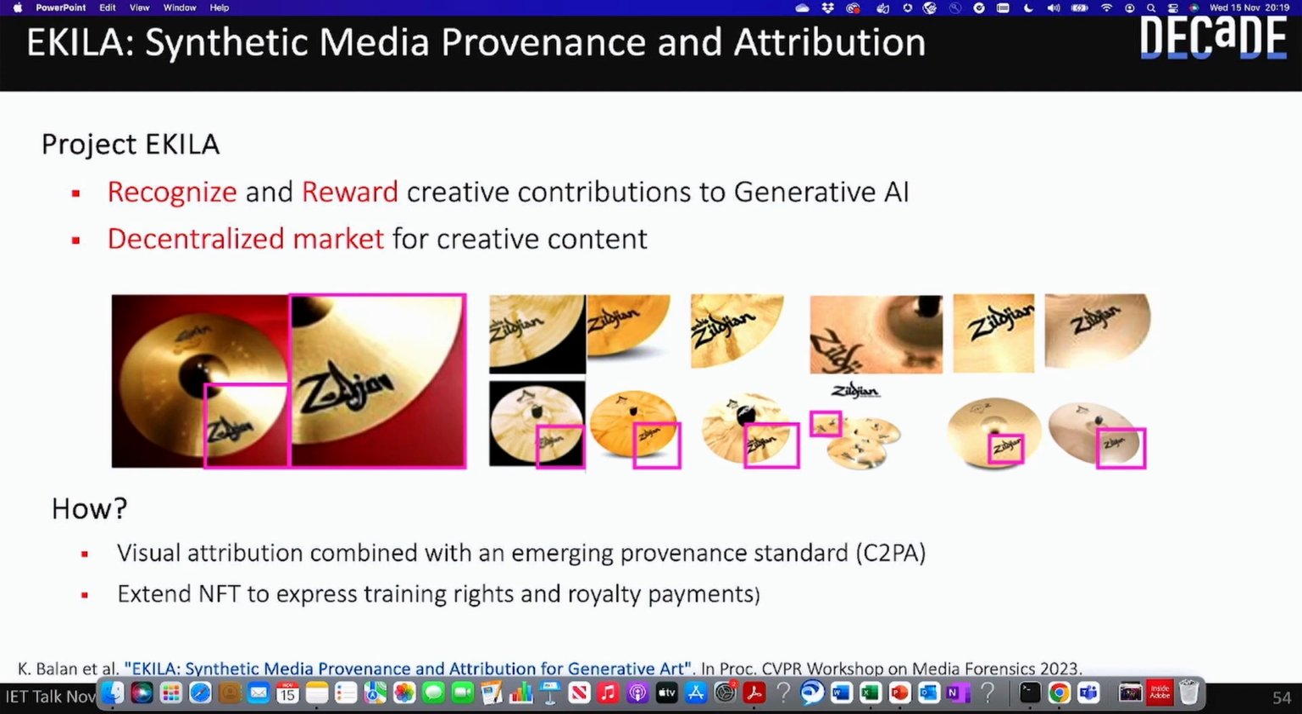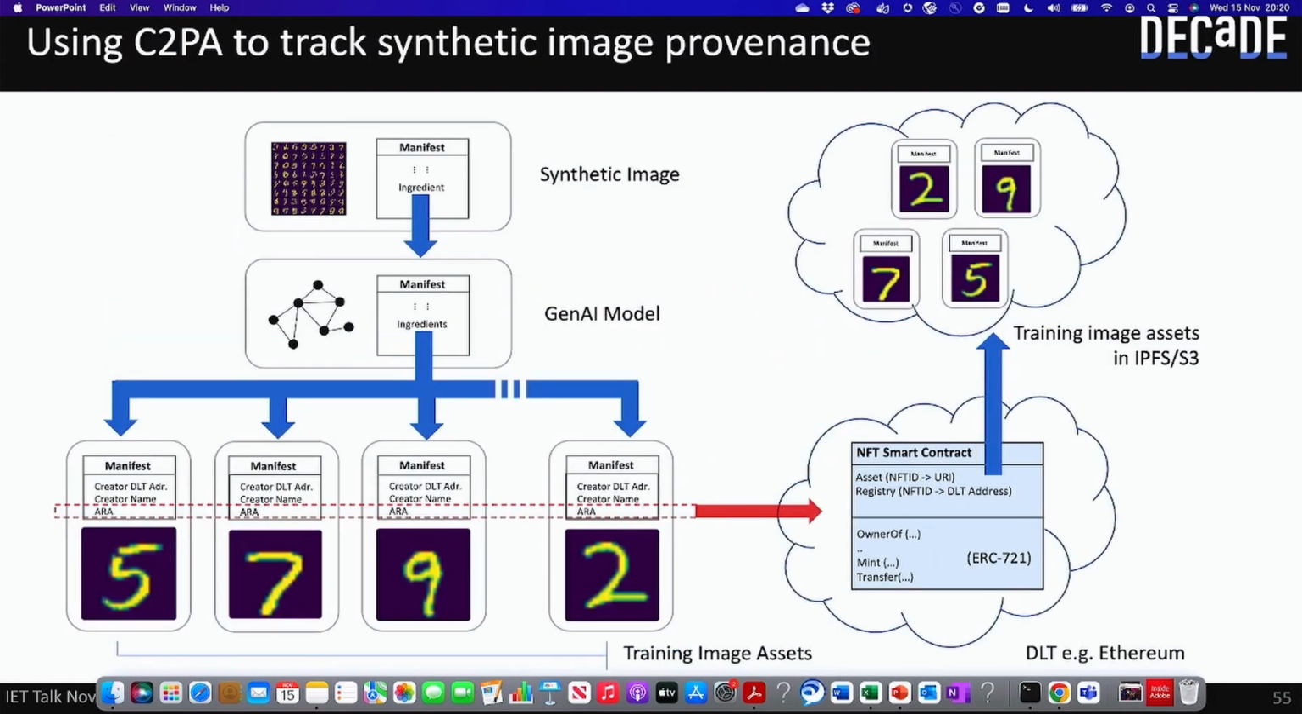With a combination of computer vision to do that tracing, that visual attribution, and this Aura framework that extends NFTs to enable these micropayments of royalties, we can start looking at what a system like that might, in the future, perhaps enable us to do.